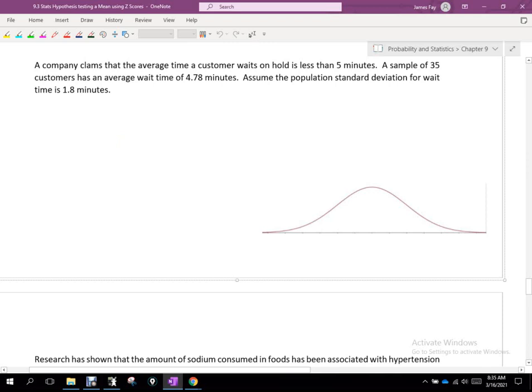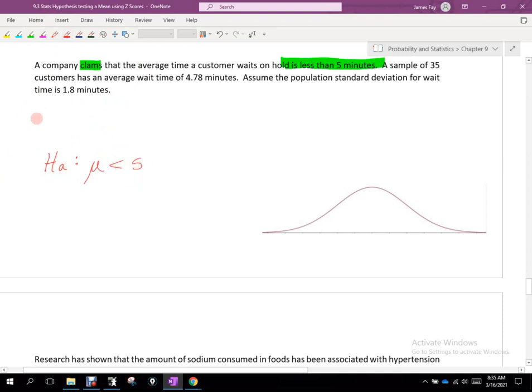Okay, it says a company claims that the average time a customer waits on hold is less than 5 minutes. So when they say less than, what hypothesis does that belong with? That goes with the alternative hypothesis. Good. Okay. So I'm going to say HA. We're talking about average time, so we're talking about mu here, is less than 5 minutes.